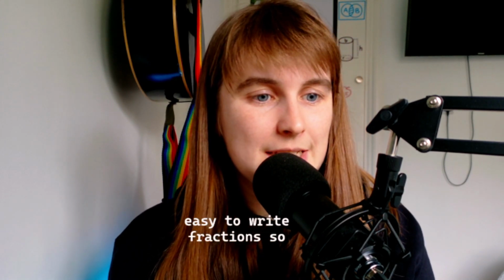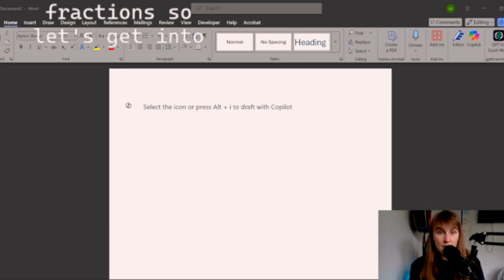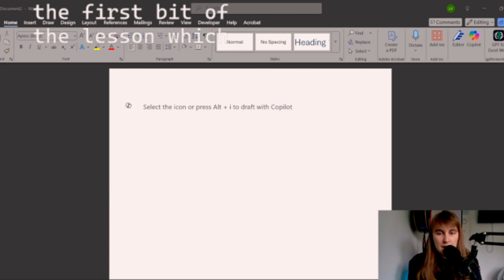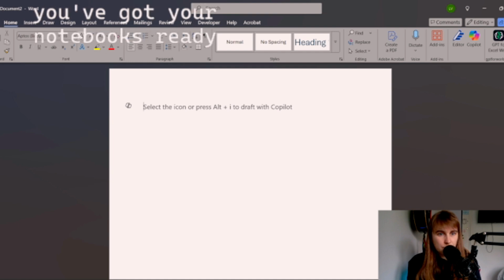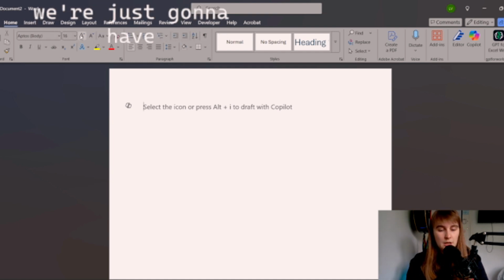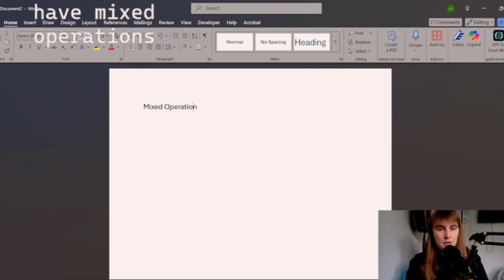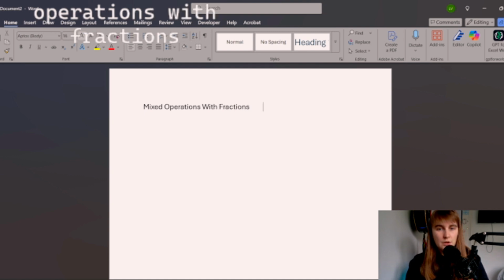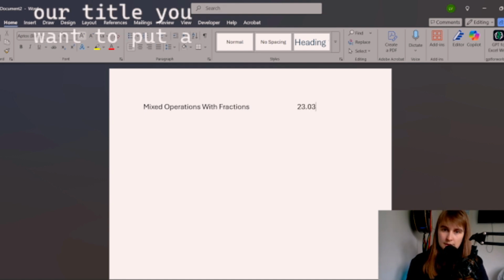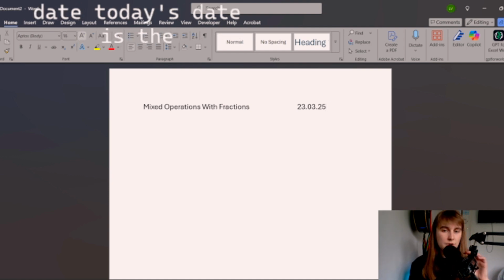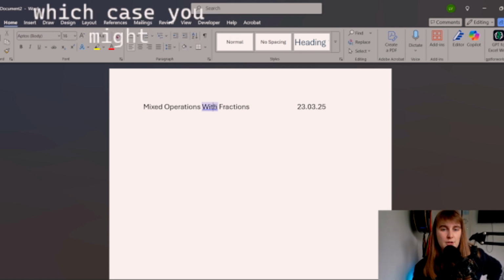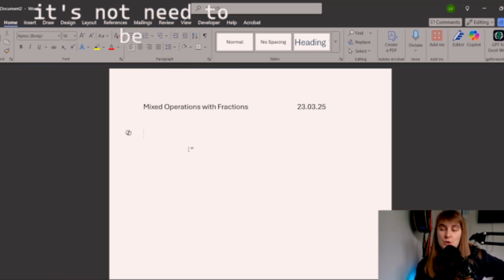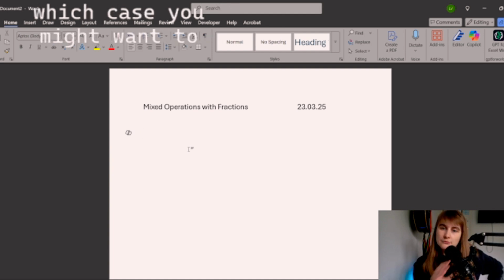So let's get into the first bit of the lesson, which is going to be running through the four main operations for fractions. So if you've got your notebooks ready, we're just going to have mixed operations with fractions as our title. If you want to put a date, today's date is the 23rd of March 2025, unless you're watching a recording, in which case you might want to write the date that you're doing it.